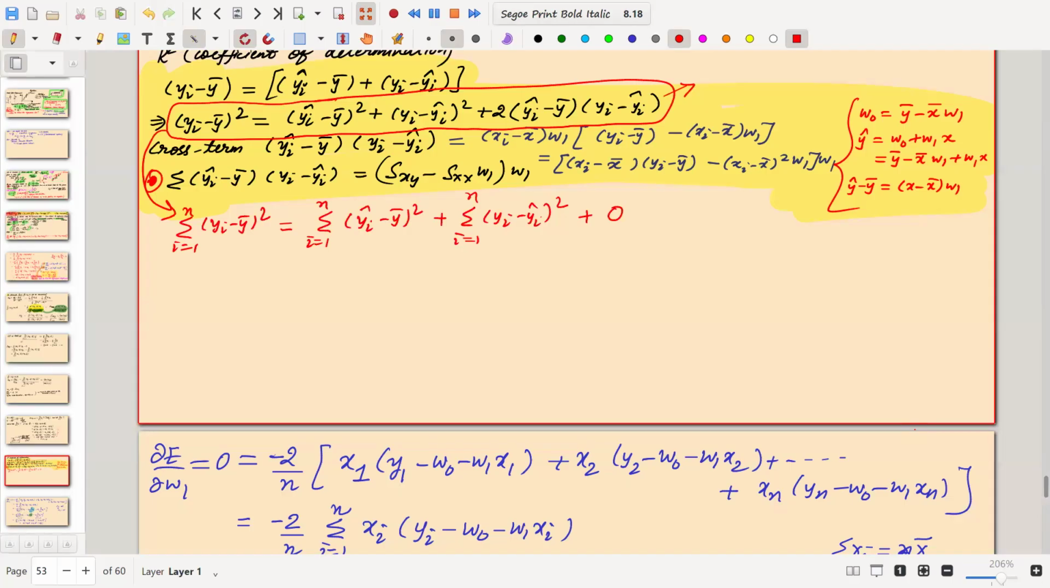Now this simple looking thing is something very interesting and very important. This thing you are seeing over here, do you think it is something special? Yes, it is known as SST. What is SST? I will tell you. Then what is the second term? (yi cap minus y bar) whole square. This is nothing but SSR.